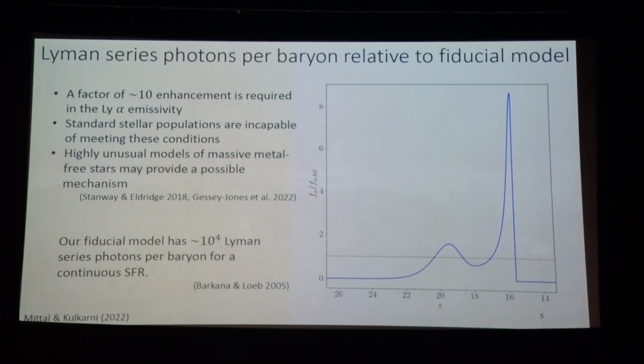But although this calculation seems straightforward, we must investigate if we can obtain this curve, and we find that this kind of enhancement is not achievable given our current understanding of the stellar energy distribution. However, there are highly unusual Population III star models that might explain, or at least partially explain, this result.